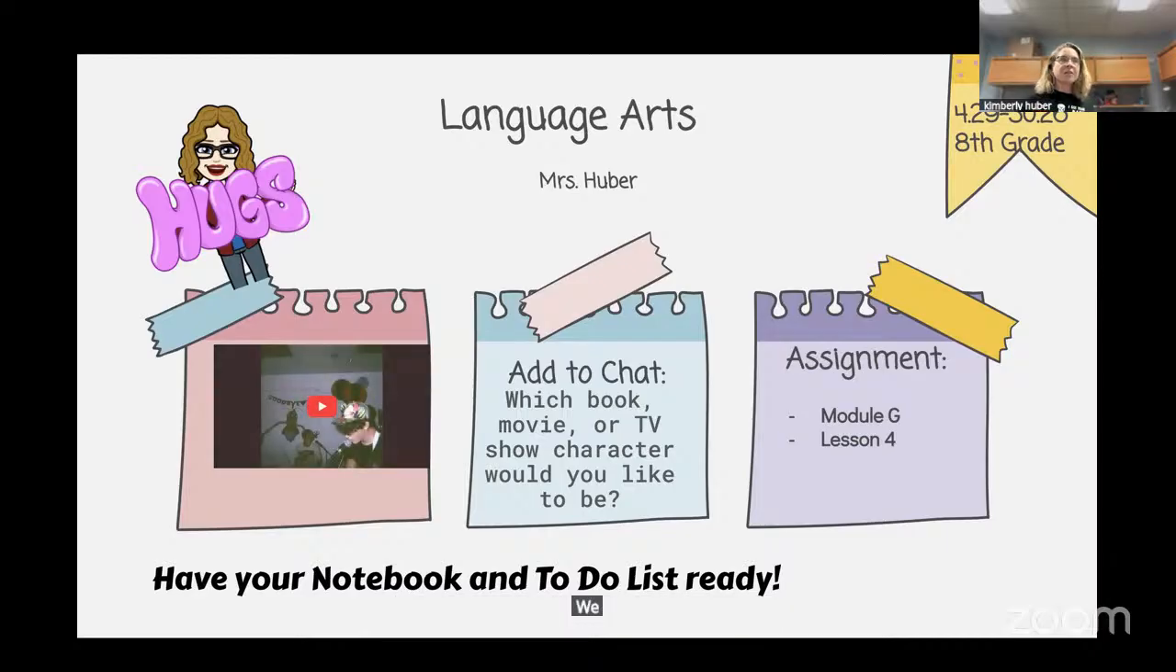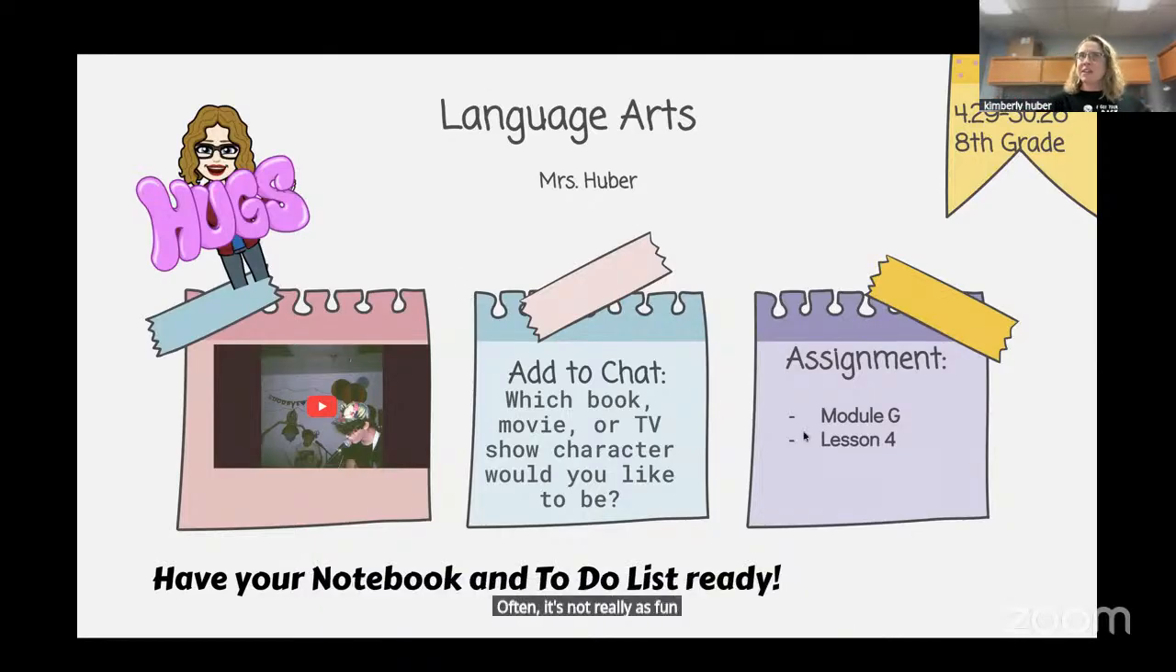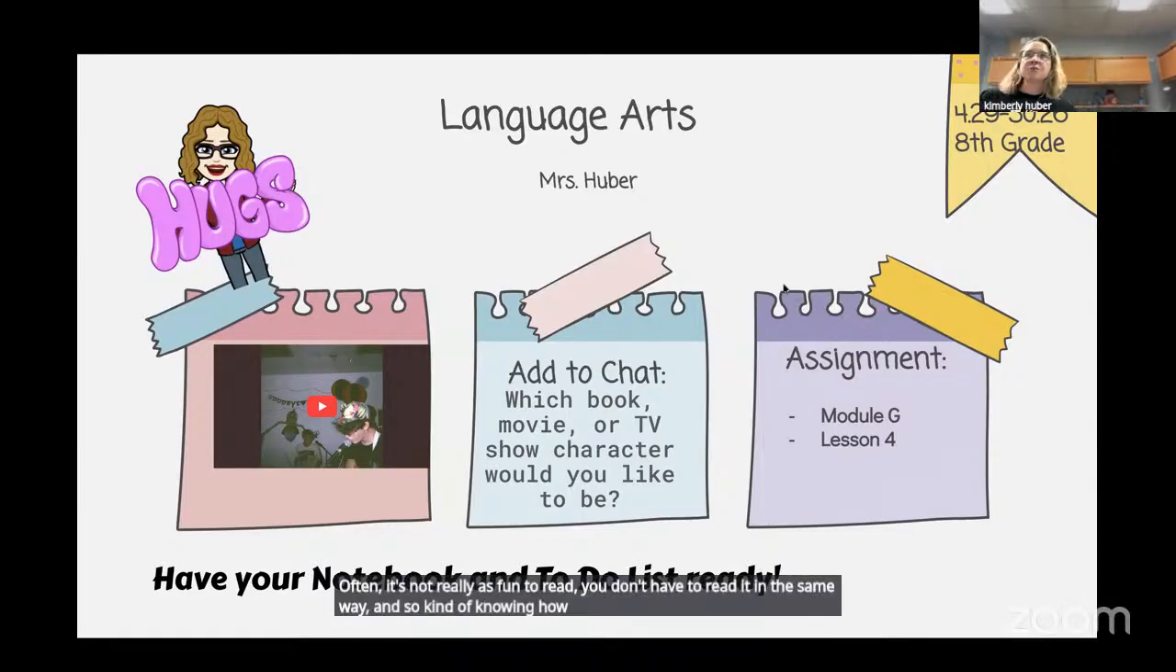We are going to continue looking at different kinds of nonfiction. We spent the last three classes looking at literary nonfiction. Today, we're going to move on to informational texts. Informational writing is a different kind of writing. Often, it's not really as fun to read. You don't have to read it in the same way. And so, knowing how things are organized can streamline some of your reading.